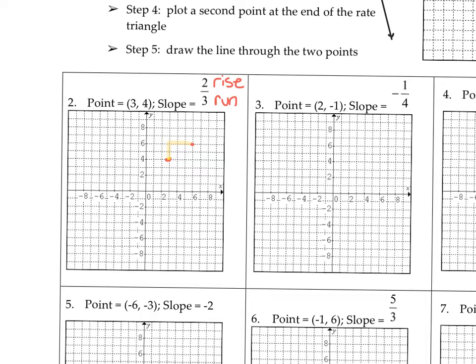So instead of up 2, I'm going to go down 2. And instead of to the right 3, I'm going to go to the left 3. So this right here is another point, and now I have one to the right, one to the left. And now I'm going to go ahead and just connect my dots. And just like before, I'm going to put my arrows to show that my line continues forever. Okay, I want you guys to stop right here and try number 3 on your own, and then check your work afterwards.